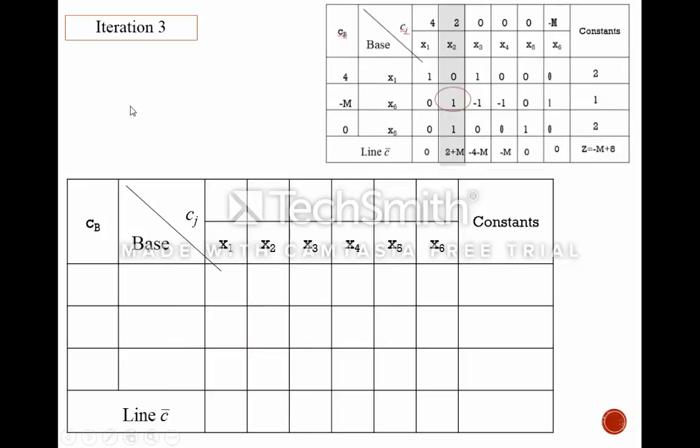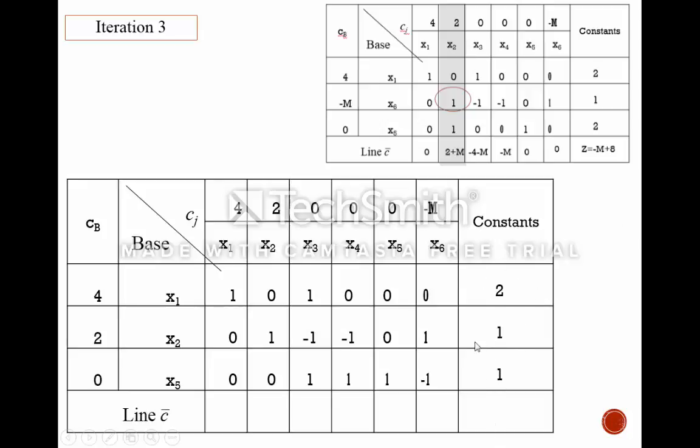Okay, like before, we put the constraint on the table. The maximize is z2, and the base is x1, x2, and x3. The C bar is 4, 2, and 0. And the constants are 2, 1, and 1.